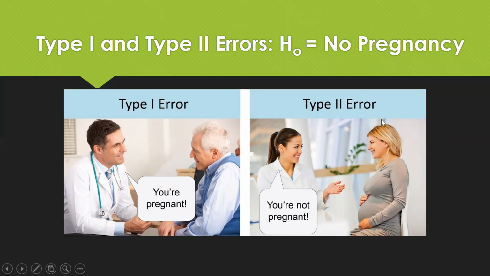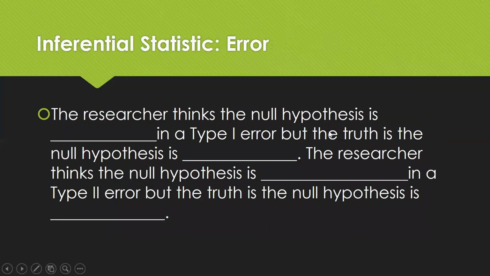A type 2 error, in this case, the physician is telling the patient that appears to be pregnant that they're not pregnant. So these are the 2 types of errors. This one is called an alpha and this one is called a beta. Let's look at your handout again.